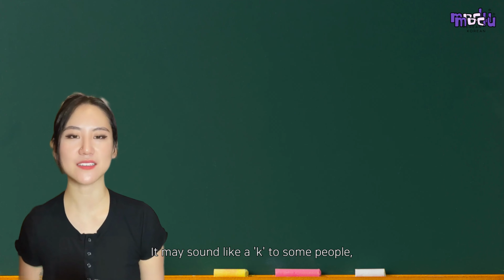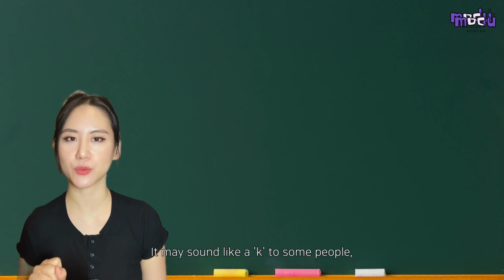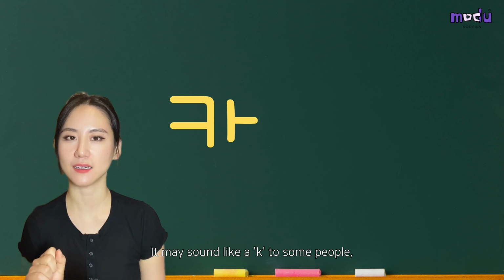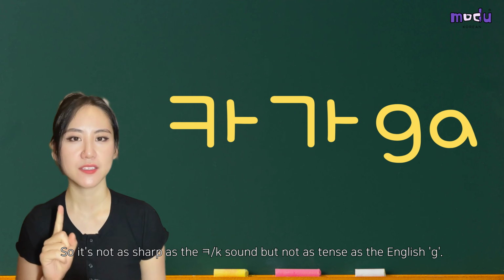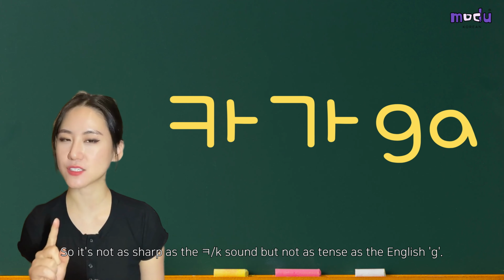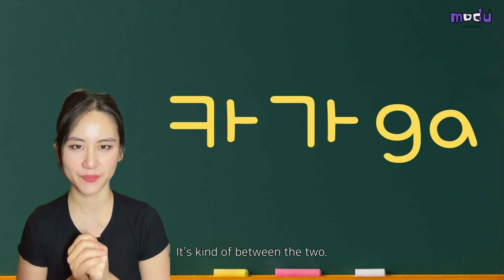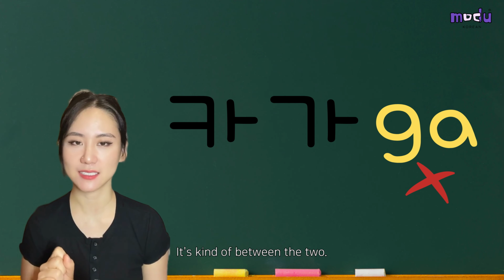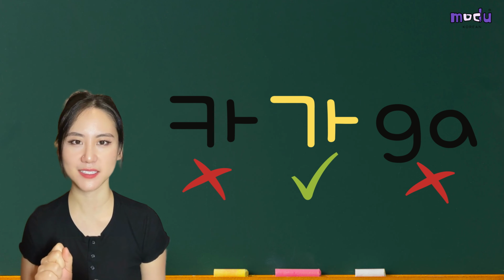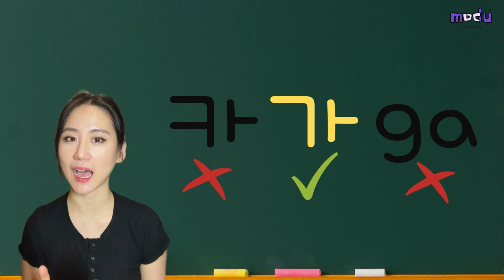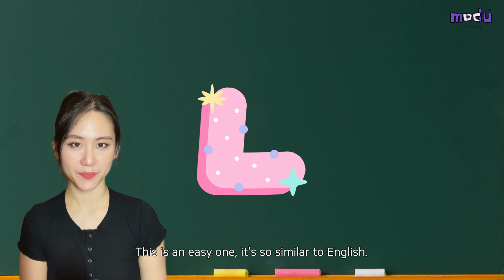Now to some people this sounds like a K sound, but listen to this difference. The K would be ka. Ka. All right, so it's softer than the G, but it's not a K. So you can think of it as kind of being somewhere in between. So it's not ga or ka. It is ka. The next consonant is the N.